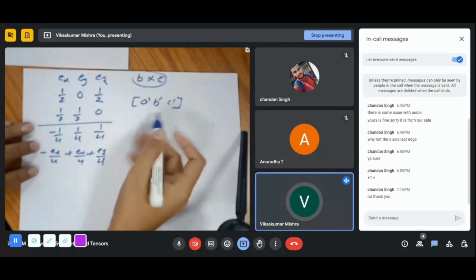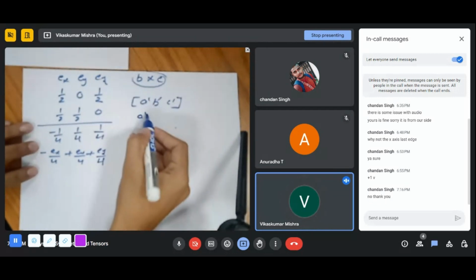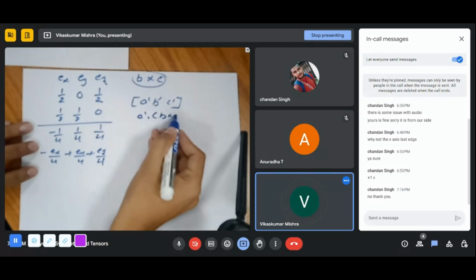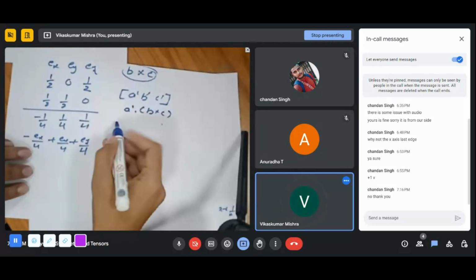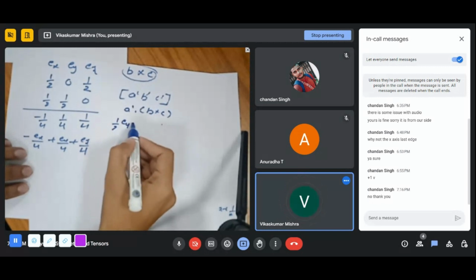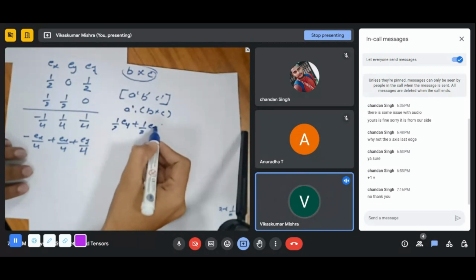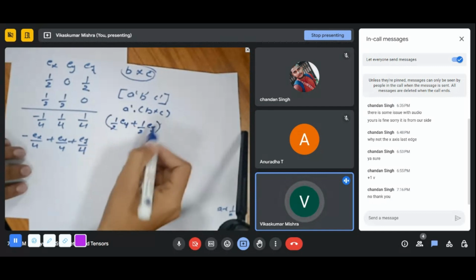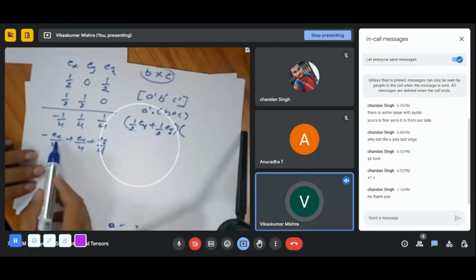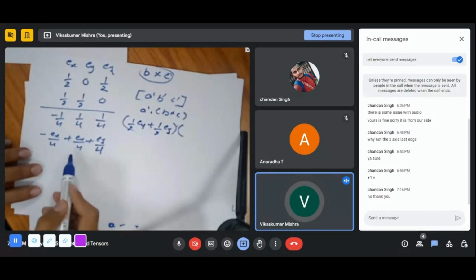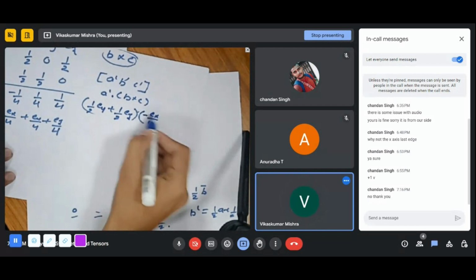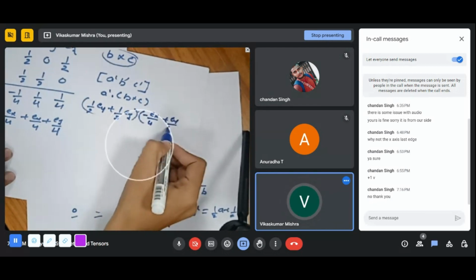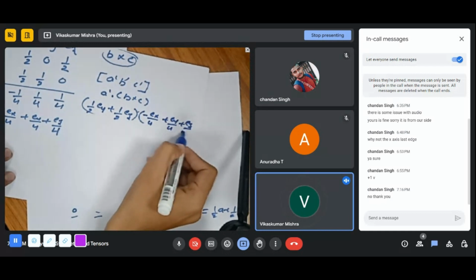So we already found the B cross C. So I will write the box product in this manner. That is A dot B cross C. A prime we also have, that is 1 by 2 times EY plus 1 by 2 times EZ. And B cross C we got over here, that is minus 1 by 4 times EX plus 1 by 4 times EY plus 1 by 4 times EZ. So EX by 4 negative, EY by 4 positive and EZ by 4 also positive.